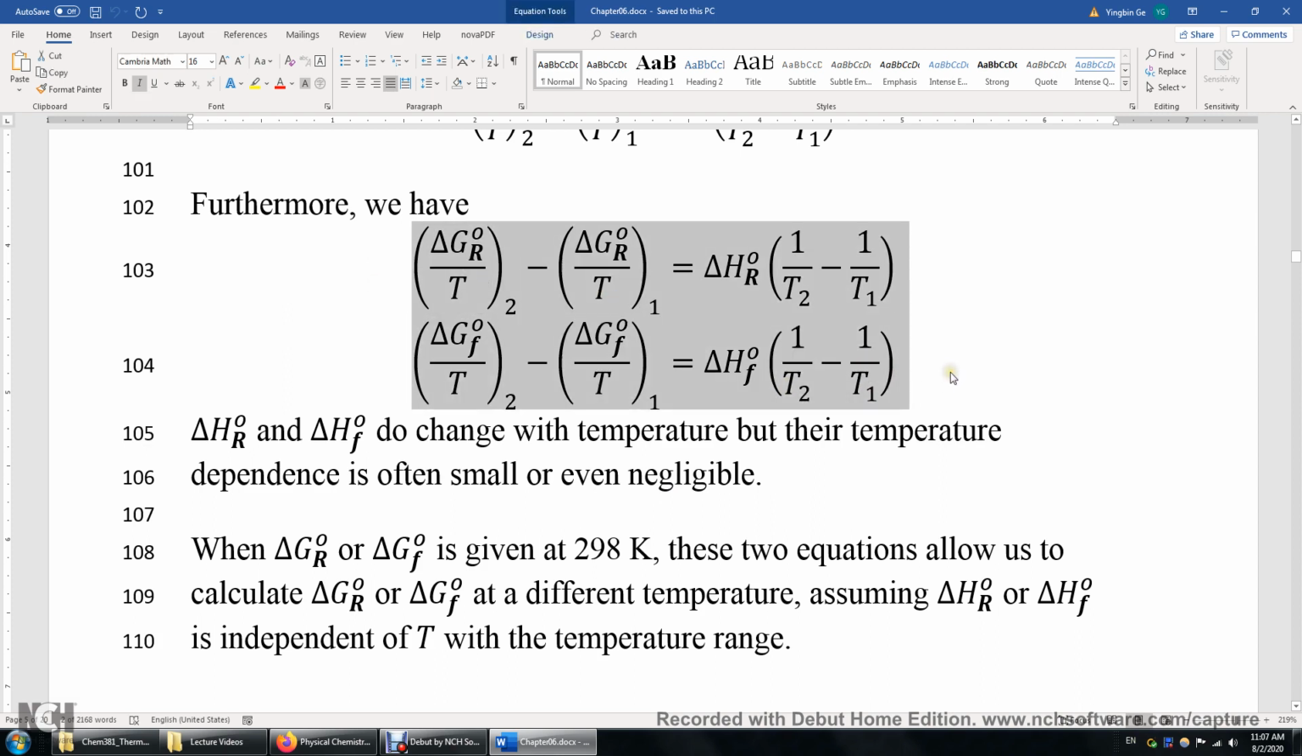They are very convenient for us to predict the Gibbs energy of reaction at a different temperature, given the Gibbs energy of reaction at one temperature. Usually, the room temperature data is given, and then we can determine the delta G of reaction at a different temperature. And also, if the Gibbs energy of formation is given at room temperature, you just plug in the room temperature data here, and 298 K here, 298 K here. And then if you want to know the Gibbs energy of formation at 500 K, just plug in 500 K here. Also, you need to know the enthalpy of formation, of course. And plugging in all the numbers, you will be able to get the Gibbs energy of formation at a different temperature.